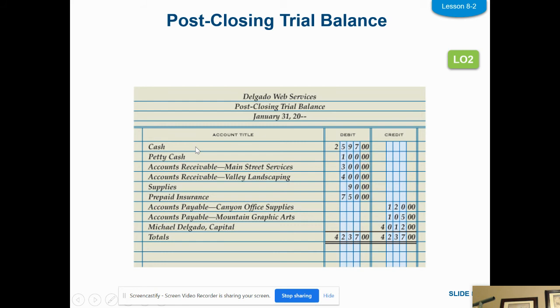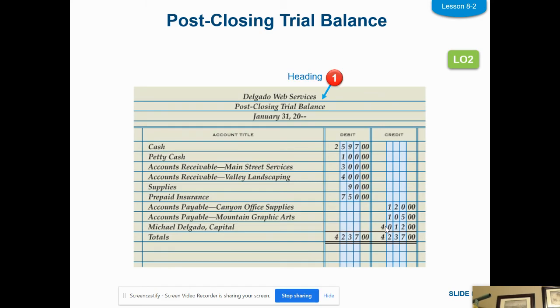These are all permanent accounts: assets, liabilities, and capital. Kind of goes back to chapters 1 and 2, just the basics moving forward. There are no income statement accounts. There's no drawing. It's just pretty plain and simple.